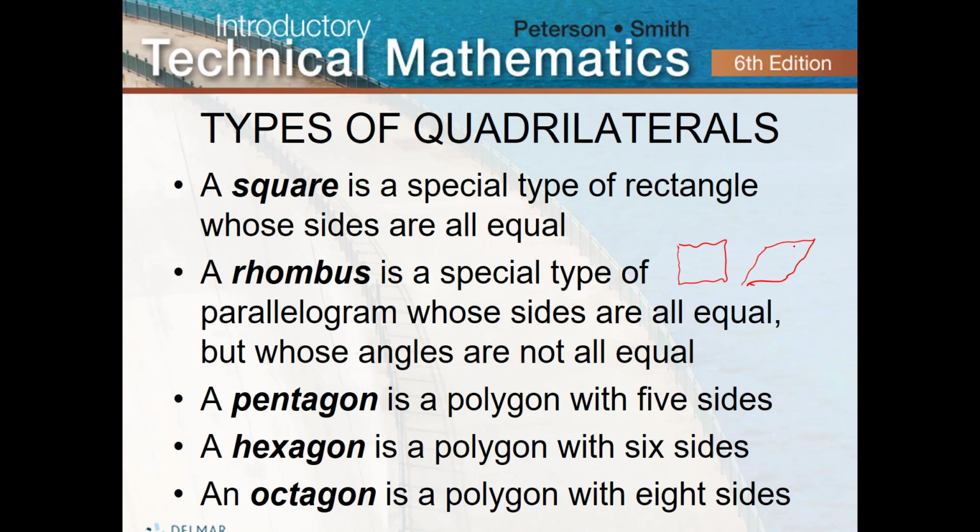Pentagon, five sides. Hexagon, six sides. Octagon, eight sides. Nonagon, nine sides. And a decagon would be 10 sides.